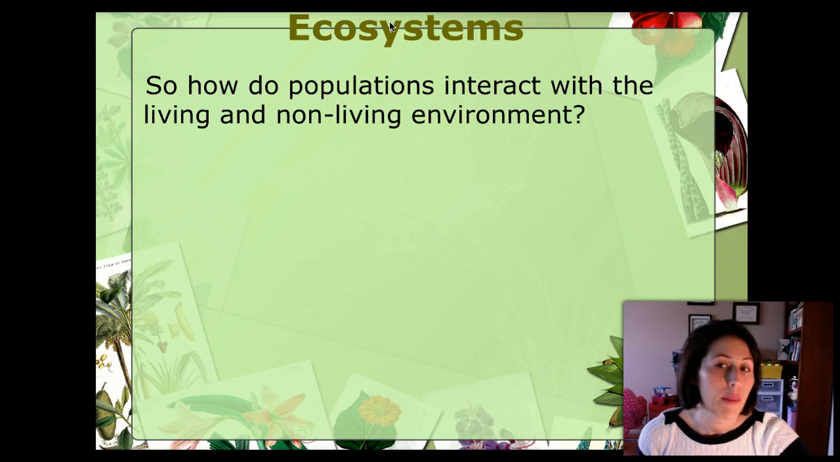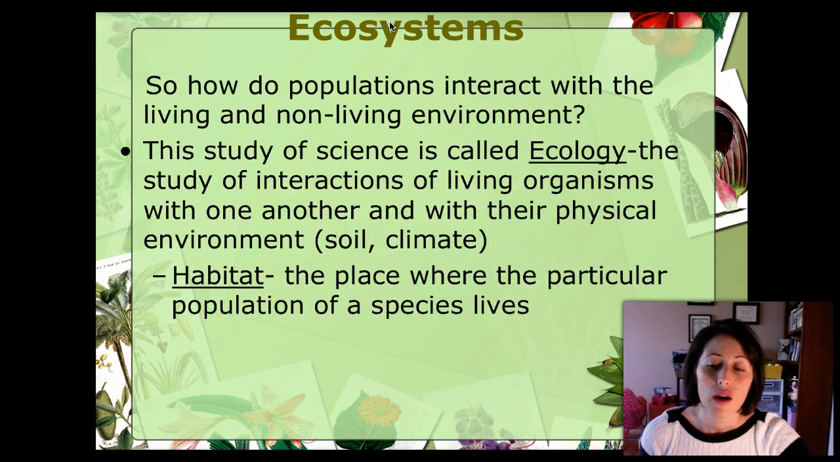So how do populations interact with living and non-living parts of their environment? Scientists study this form of science called ecology, which is the study of interactions of living organisms with one another and with their physical environment. When we're talking about physical environment, we're talking about the soil, the climate, the rocks, the weather, the water, all of that different kind of stuff, okay? When we talk about a habitat, we're talking about the place where a particular population of a species lives, okay? So we're talking about that one area that they populate.